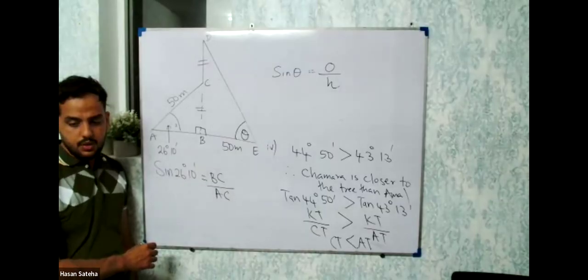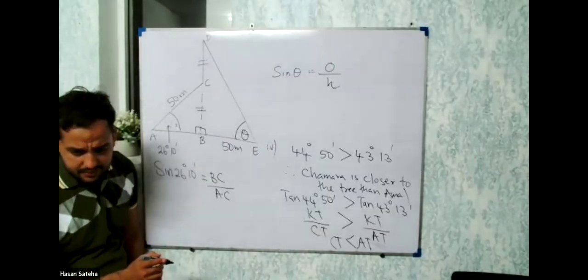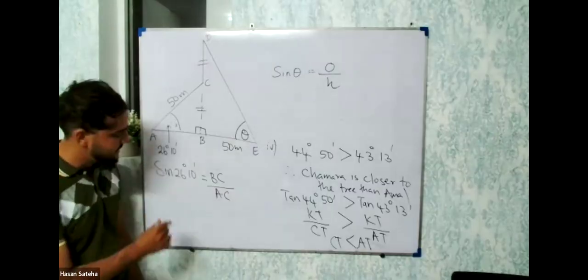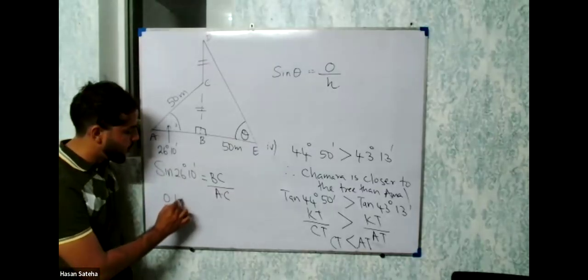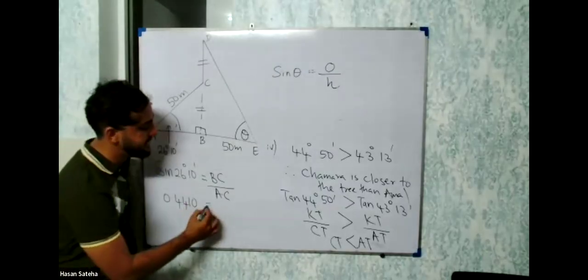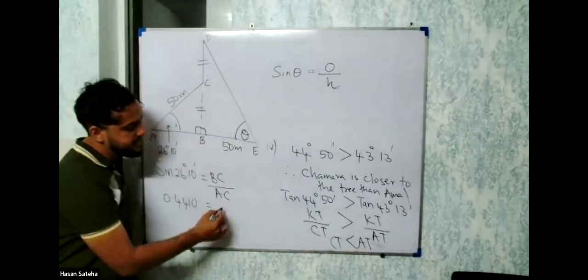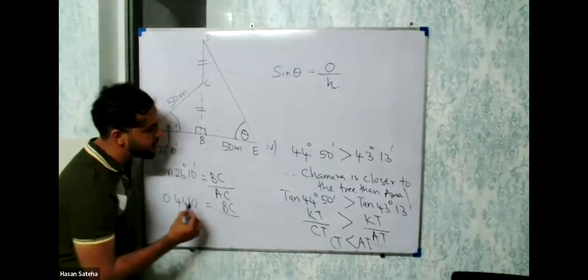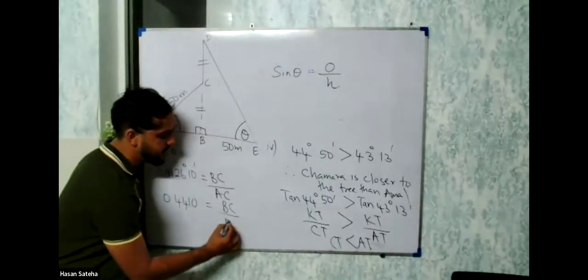Sin of the angle is 0.4410. Is it correct? Yes, sir. Yes, that is equal to opposite BC. That is the value that you need to find. BC over AC, that is 50 meters.